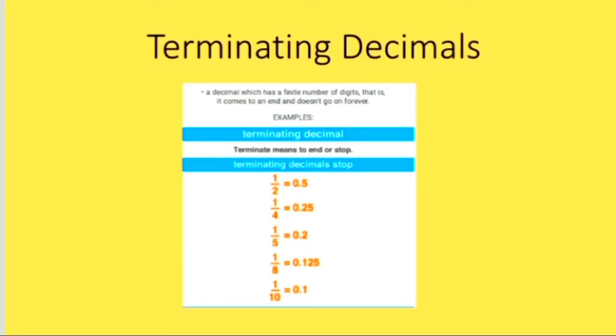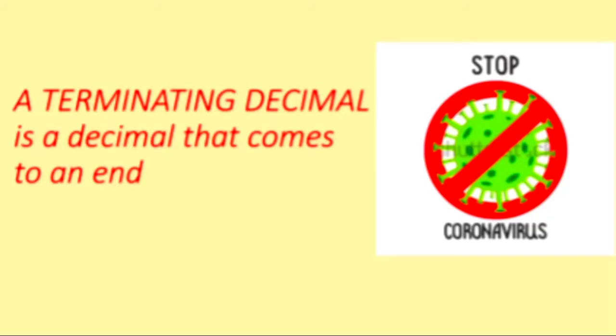Let's take some more examples. As you can see in the slide, we can clearly observe that there are only a finite number of digits, meaning a countable number of digits, in the decimal part of these decimal numbers. Such decimal numbers are known as terminating decimals. Terminating decimals are those decimals which have the division process terminating at some point. The word terminate itself means to stop or to come to an end.